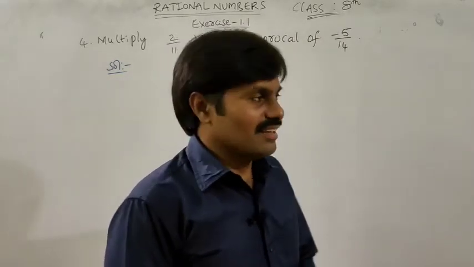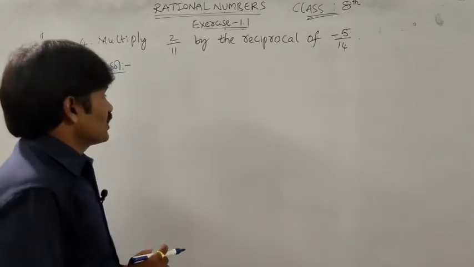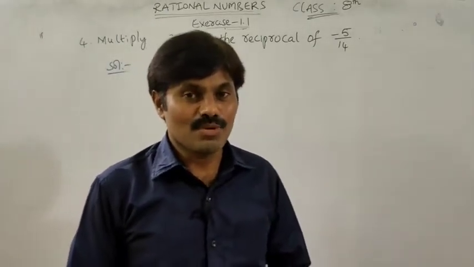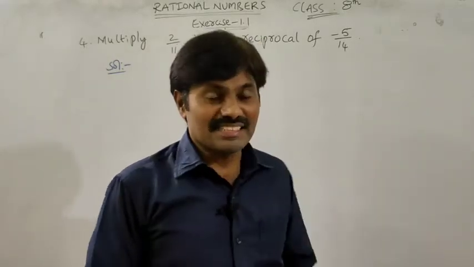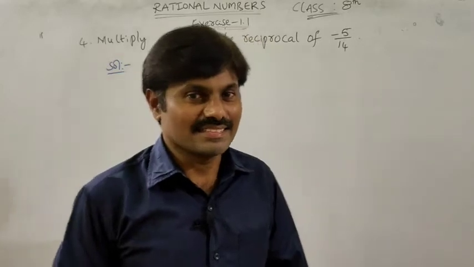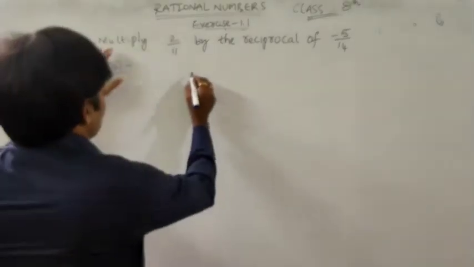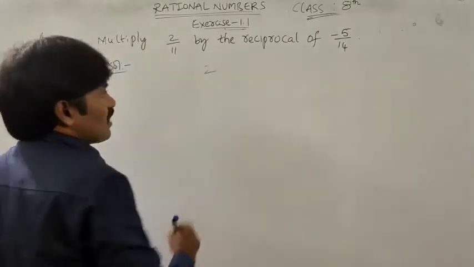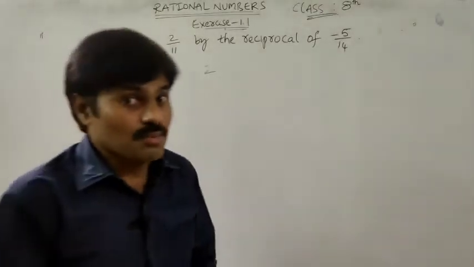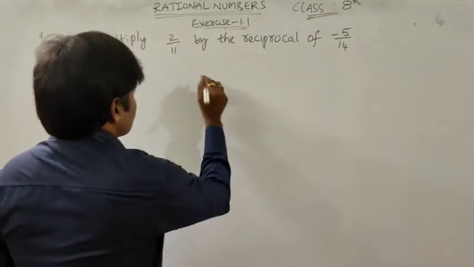Clear? Now here we have to multiply 2 by 11 by the reciprocal of minus 5 by 14. Here, what is the meaning of reciprocal? Already we have discussed it. That is nothing but the multiplicative inverse of that rational number. Is it? So here, multiply 2 by 11. What is the reciprocal of minus 5 by 14? First we have to write the reciprocal of minus 5 by 14.